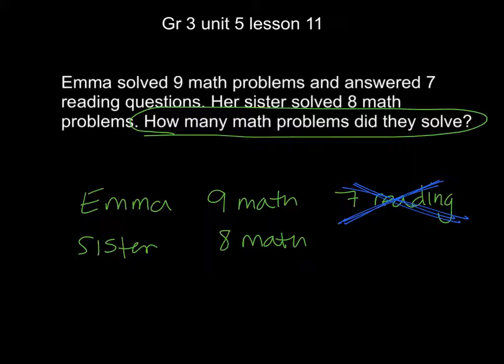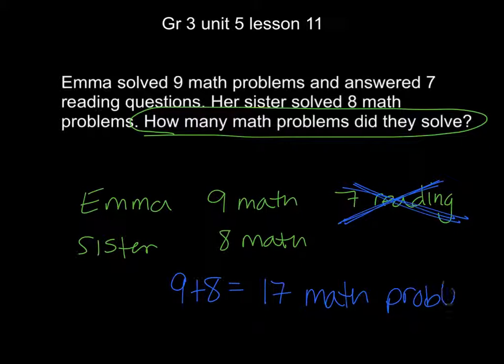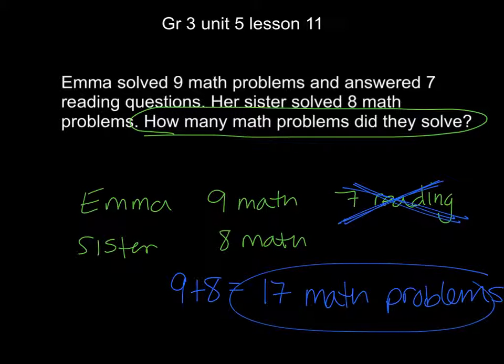And so the idea is, are we adding or subtracting? What kind of math are we trying to do? Are we putting them together? Or are we comparing and saying that Emma did more and how many more did she do? And the idea is, how many did they solve? Says we're putting them together. So then they should go 9 plus 8 equals 17 math problems. And we always like to label what we're doing just so that everybody knows what our answer stands for. So we have 17 math problems. Okay, so this is where you have extra information. You don't need it all. You can cross it off.